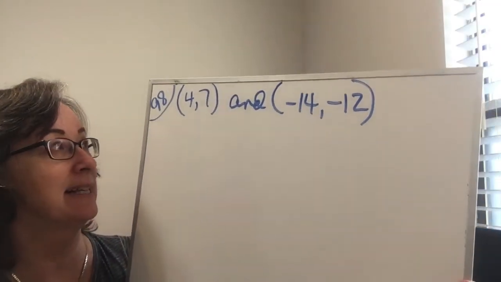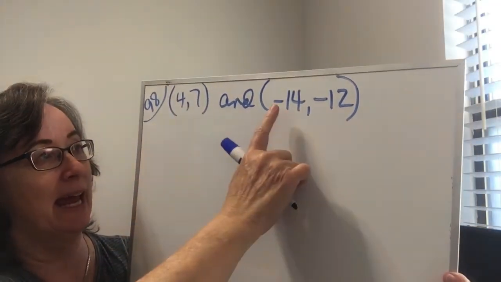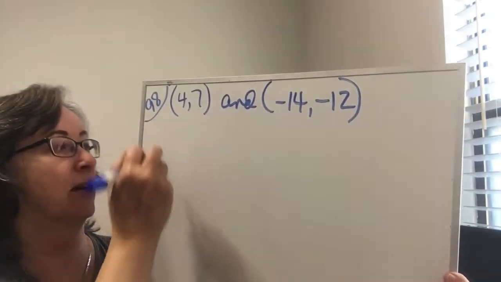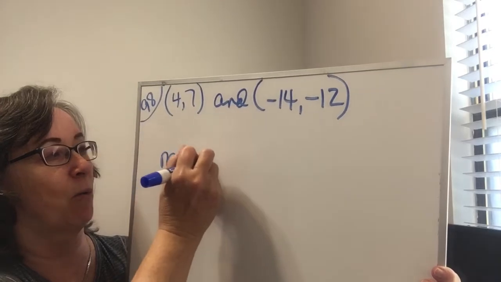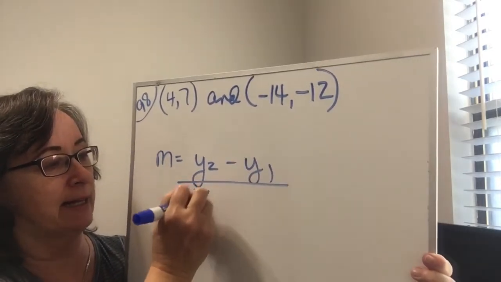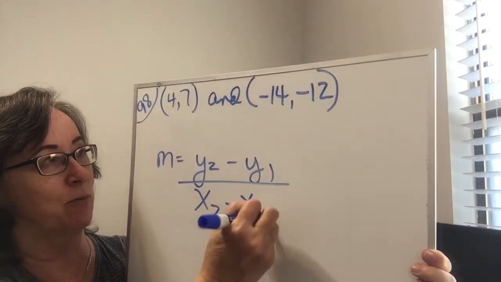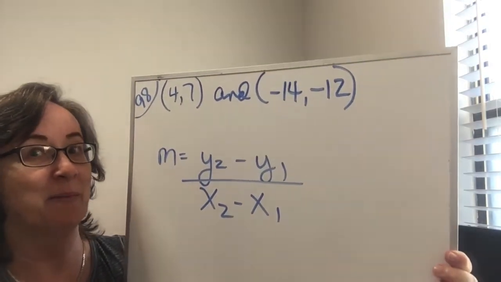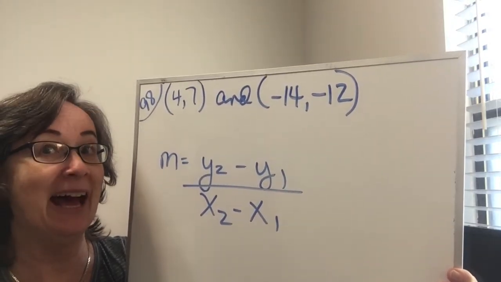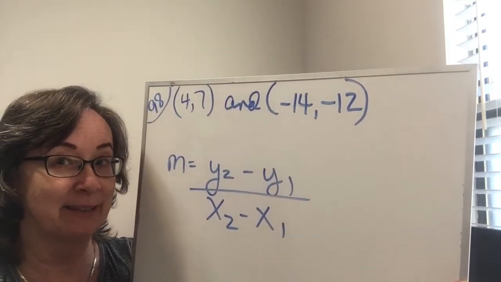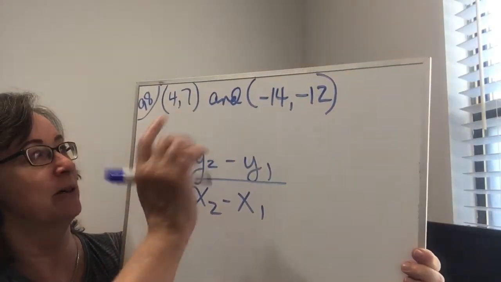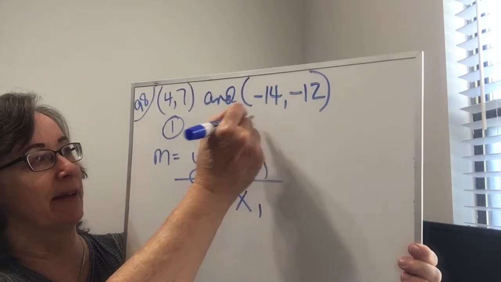Last practice, 4, 7, and negative 14, negative 12. We're supposed to find our slope. M equals y2 minus y1 over x2 minus x1. Copy it down, pause your video, come back and see if you get your last practice problem right. Go on, shoo.